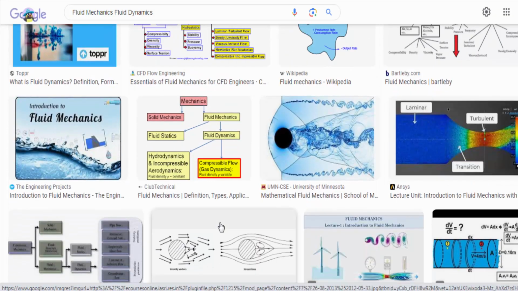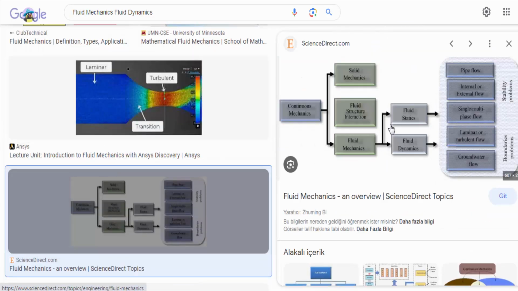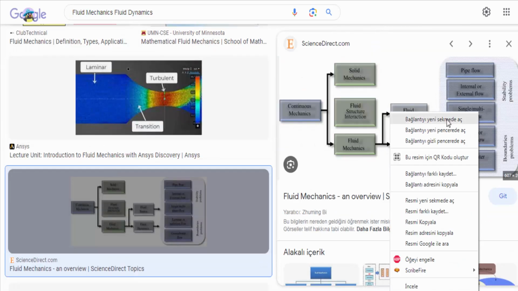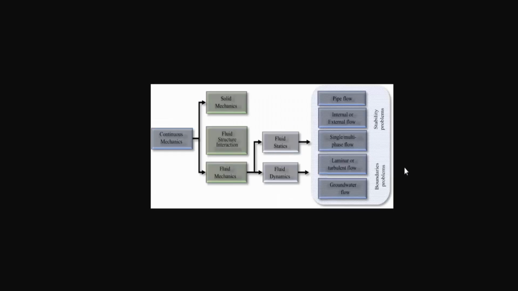Fluid dynamics. This branch examines fluid motion, including the study of fluid flow patterns, forces acting on fluids, and the relationship between pressure, velocity, and cross-sectional area. It involves analyzing both laminar (smooth) and turbulent (chaotic) flow regimes.